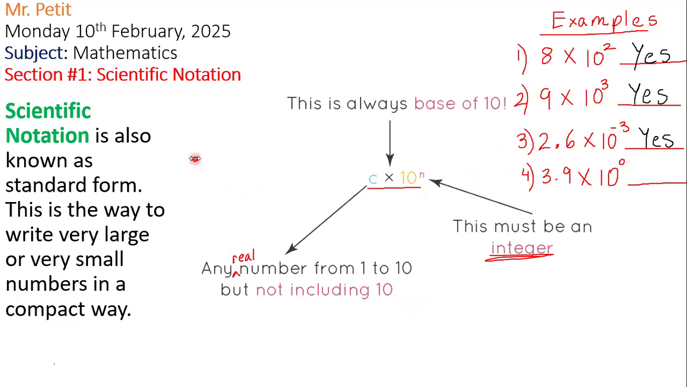Can we go back to rounding? Yes, Mr. Petit, 0 is an integer. Can we go back to rounding?